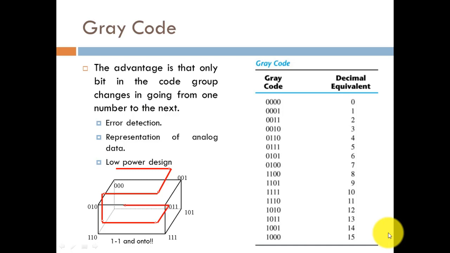Its major application is in error detection. Suppose you are using Gray code and at the receiving side you get a group that changes by 2 digits from the previous one, then you can easily detect that there exists some error, since in Gray code only a single digit change would have been there. Another major application is the representation of analog data, and it also has a low power design. What do you mean by that? Since only a single digit changes, the variation in the bits is also quite low.